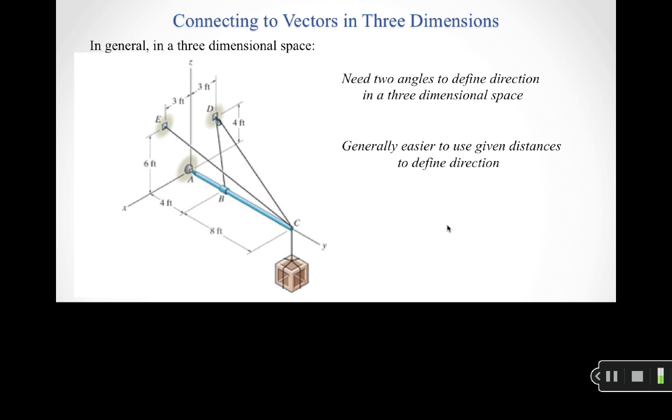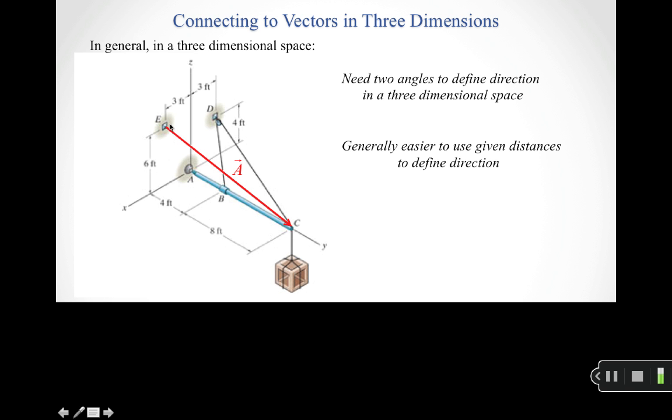So what we're going to tend to do in your three-dimensional problem, you're basically going to say, well, what's easy to measure are the distances. And so I'm going to use those distances to figure out my direction in exactly the same way we did with the second version of our two-dimensional problem.